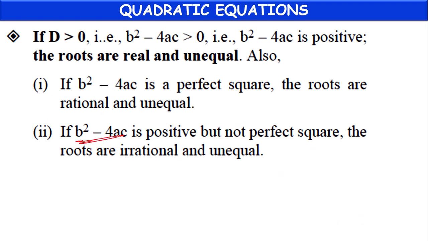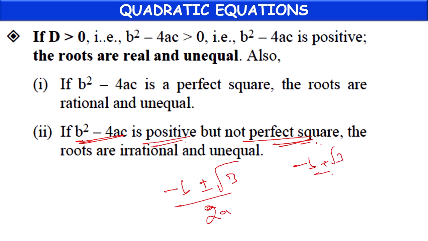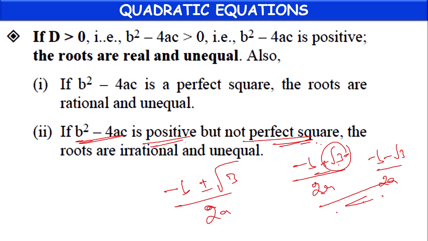Suppose the discriminant b square minus 4ac is positive but not a perfect square. Then minus b plus or minus root of 3 by 2a, where root 3 is not a perfect square, so we cannot find the root value. Now this can be considered as an irrational number. Roots are irrational and unequal.